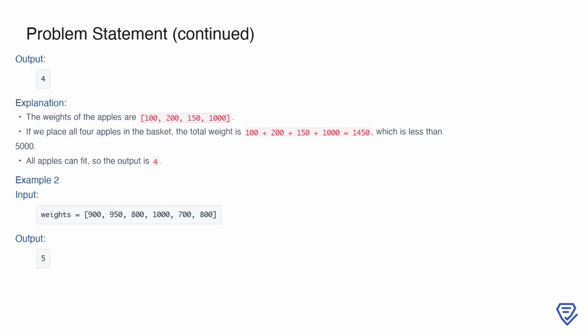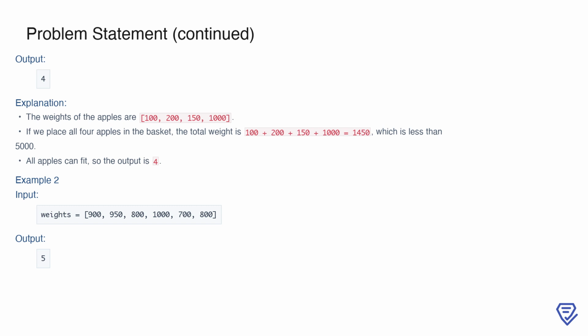For example, if the input list of weights is 100, 200, 150, 1000, the total weight of these apples is 100 plus 200 plus 150 plus 1000 equals 1450, which is well below the basket's weight capacity of 5000. This means all 4 apples can fit into the basket, so the output in this case would be 4.